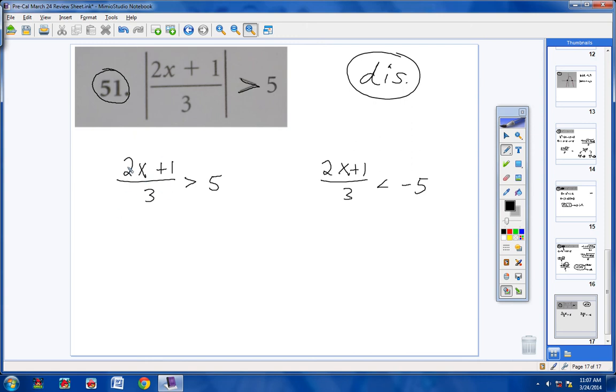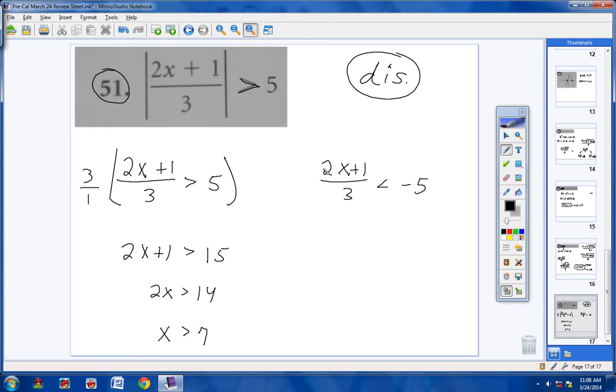For this inequality here, I would just simply multiply the entire inequality by 3 over 1 to get rid of my fractions. So 3 over 1 times this fraction will leave me with 2x plus 1, greater than 15, because 3 times 5 is 15. Bring the 1 over and make it a negative 1. That would be 2x is greater than 14, and divide by 2, x is greater than 7.